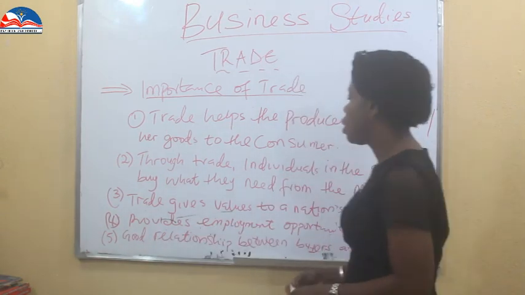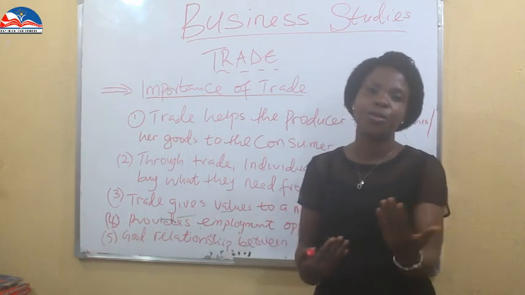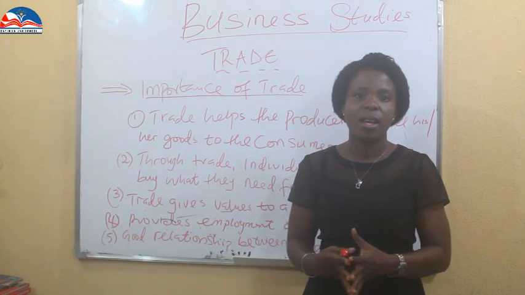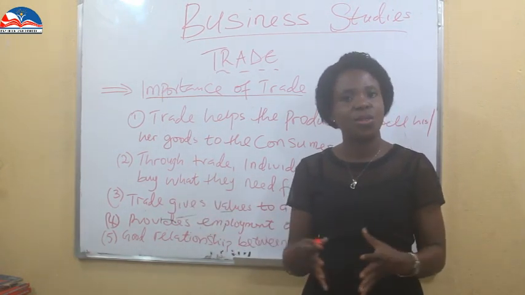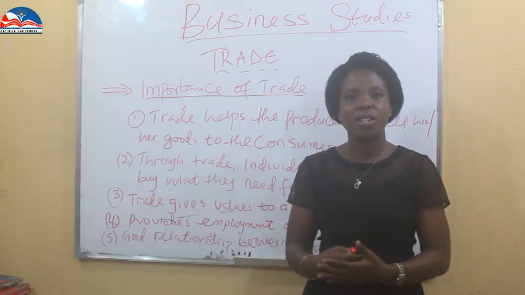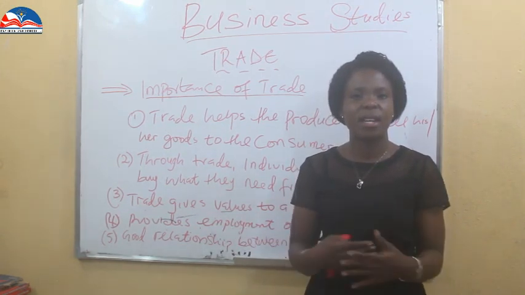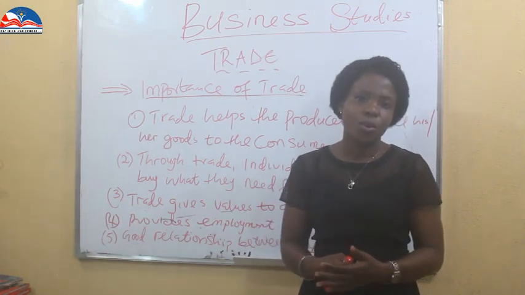Then the fifth one, good relationship between buyers and sellers. There is nothing like having good relationship with each other. The buyers and the sellers come together and they contract business. Business is done. They have this good personal relationship. Sometimes it might not only end in their marketing activity, it can equally go further to other personal life.